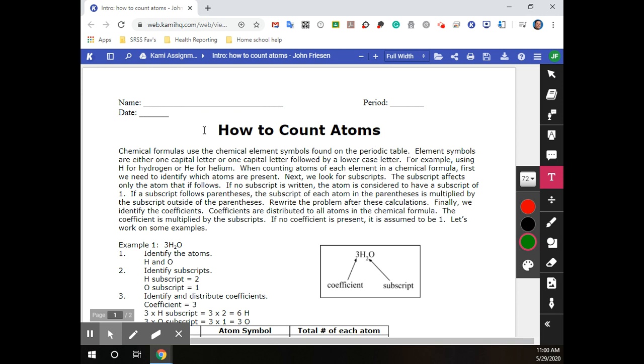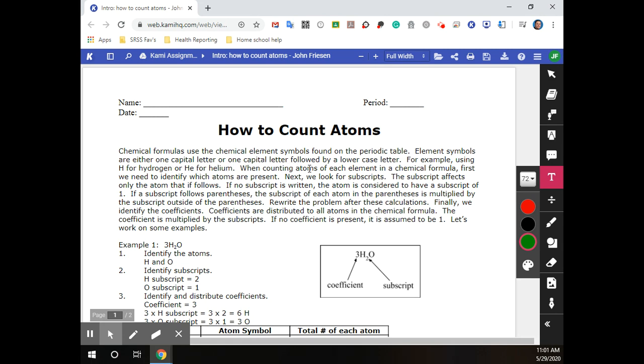Okay, how to count atoms. So if we take a look at these compounds that we have in chemistry, they contain a certain number of atoms, and so chemical formulas use chemical symbols, found on the periodic table, much like our example here. Element symbols are either one capital letter or one capital letter followed by a lowercase letter, which I'm sure you've seen. For example, H for hydrogen and He for helium.